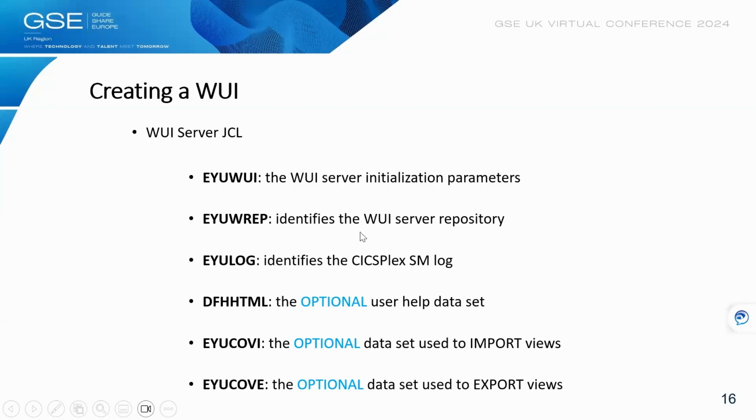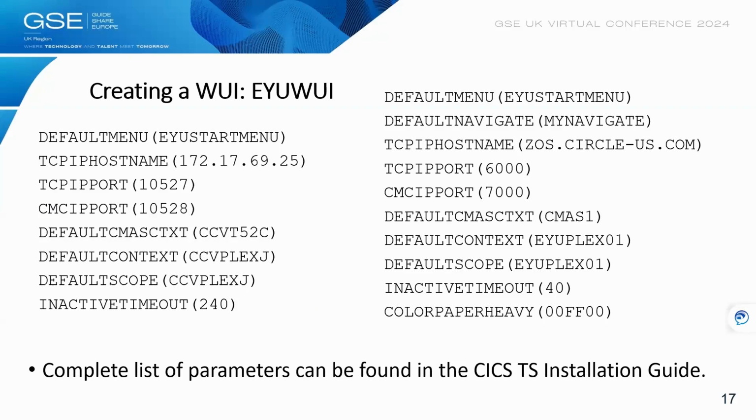You need a web repository for the HTML screens that you want to look at. And then the WUI maintains its own CICSPlex SM log. So when you create the WUI, it has that EYUWUI repository that also has how the system is going to run.